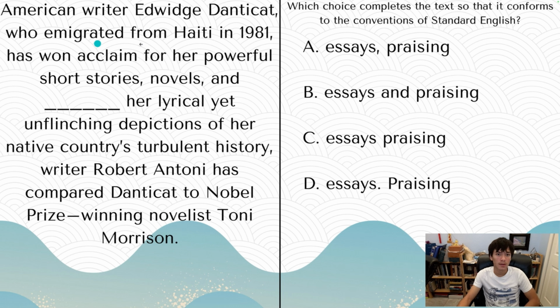Let's look at these. This woman emigrated from Haiti, won acclaim for her powerful novels. That's an idea. Okay, she won acclaim for powerful novels. That is its own idea. Her lyrical yet unflinching depictions of her native country's turbulent history has won her a comparison to a Nobel Prize-winning novelist. That is also its own idea. So what would be the correct option here? It would be D, because we have the period separating the two independent ideas.